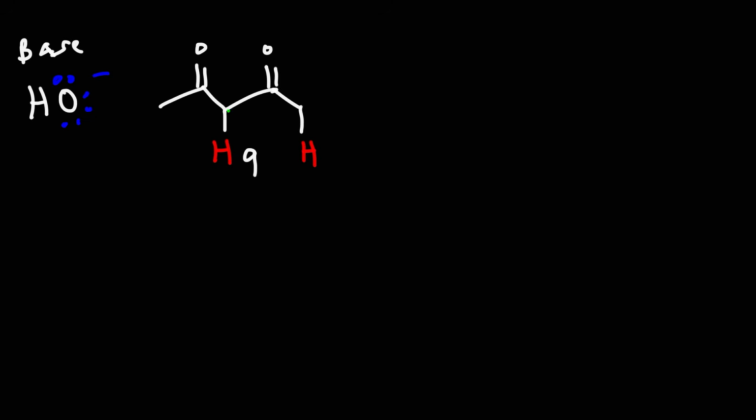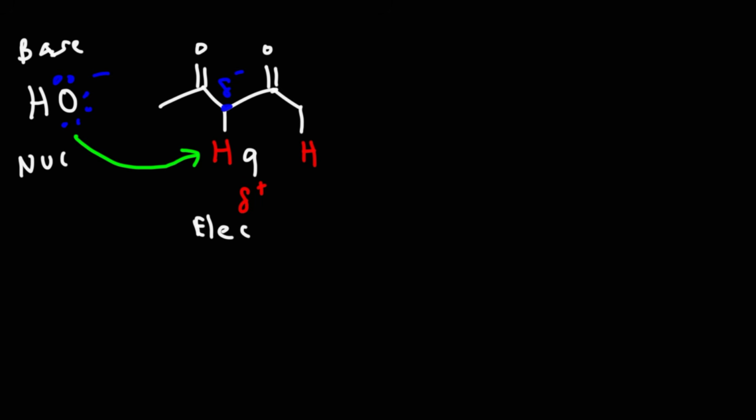Now, we know that carbon is more negative than hydrogen. So carbon is partially negative with respect to this hydrogen, and that hydrogen is partially positive. So hydroxide is going to be attracted to it. So we're going to draw the arrow from a region of high electron density, that is from the nucleophile, to a region of low electron density, that is the electrophile. So it's going to go from hydroxide to the hydrogen.